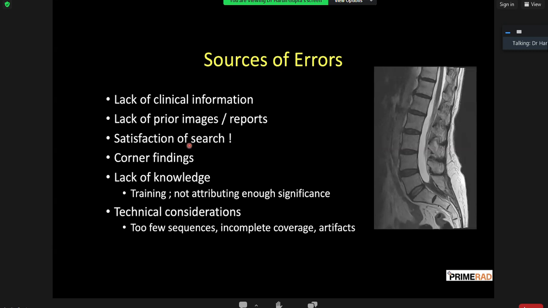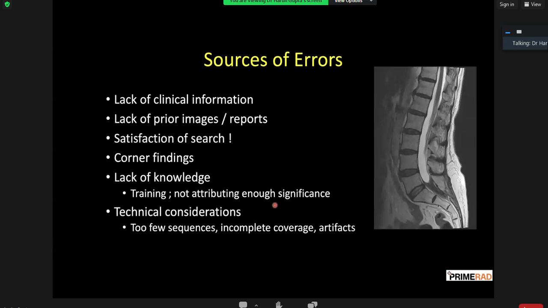The other common thing is the corner findings, where there are abnormalities in the corner of the imaging. And then another very important one is the lack of knowledge, where somebody has not been trained properly and then they are still reporting that particular modality. So sometimes people are able to identify the abnormality, so that's not really a miss. They identify the abnormality, but they don't know what significance should be attributed to it. So they are not able to describe the importance of that abnormality or give relevant clinical significance to it. And that can also lead to problems.